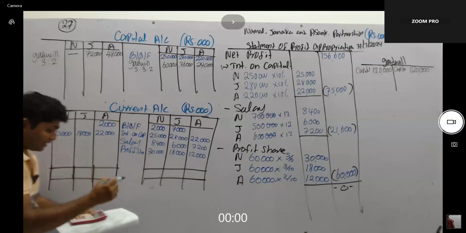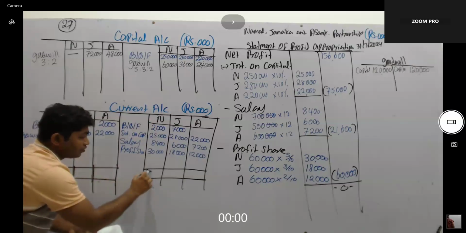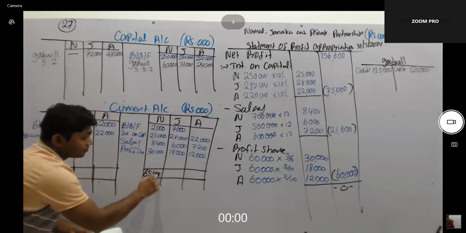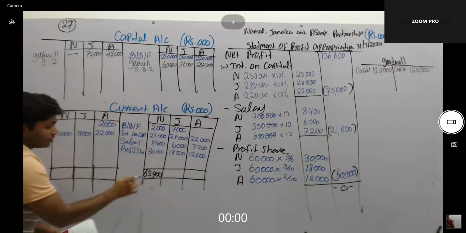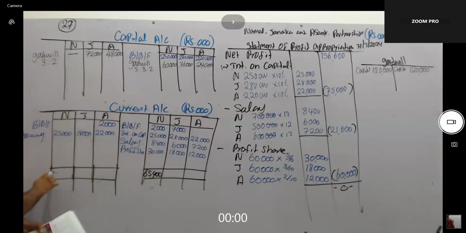Take the normal credit side total amount, 65,400. Take the same value on the debit side, 65,400. Then 25,000 minus. The difference value is 40,400. Current account debit as a capital.